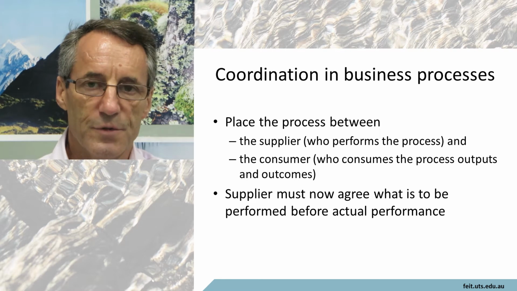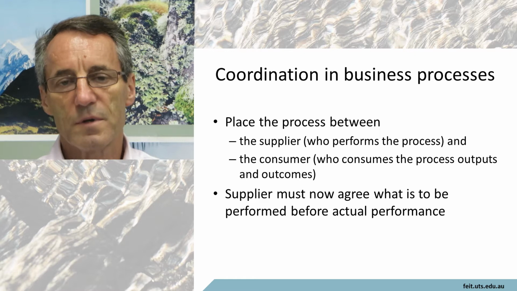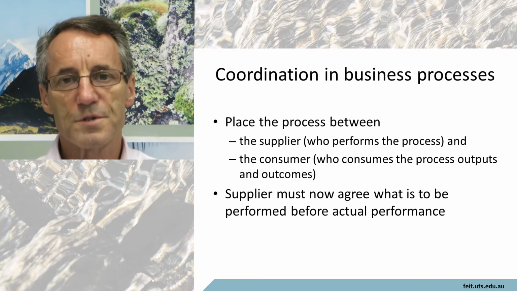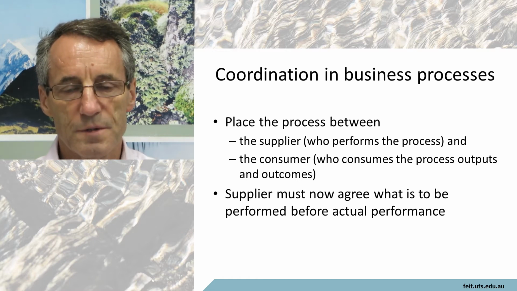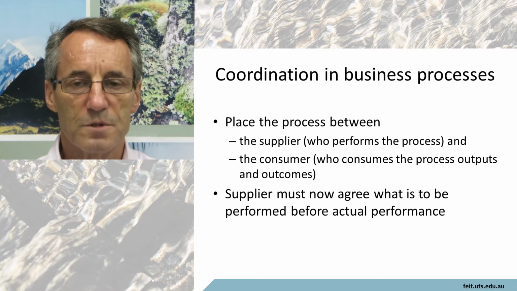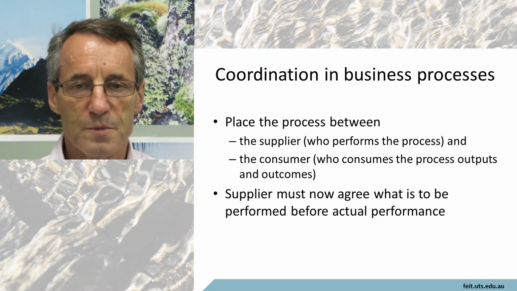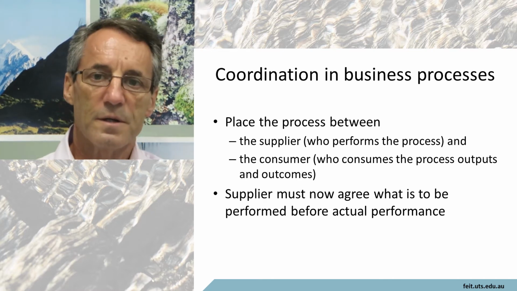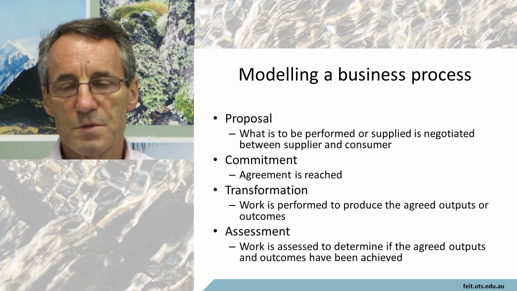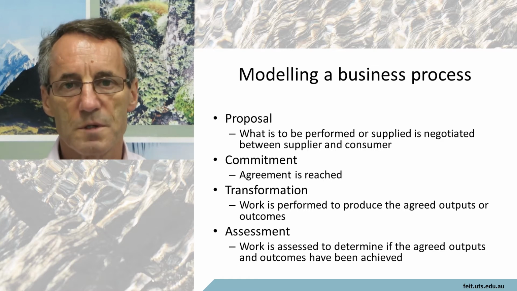In this view, they considered that the supplier and the customer have to get together and agree what is to be performed before it's to be performed. What is to be supplied before it's supplied. It's no good doing something and then finding, well, sorry, we just got it wrong. There has to be some negotiation and agreement about what is to be done. Now, to that end, they found that the different views of how work was done and the different models of processes broke down into essentially 4 phases or 4 steps.